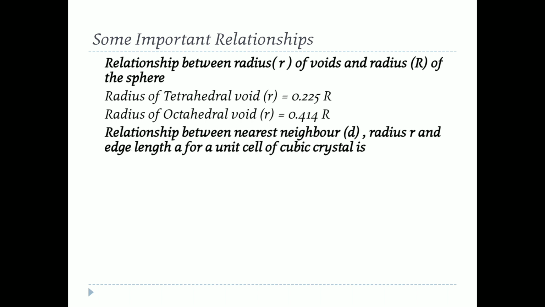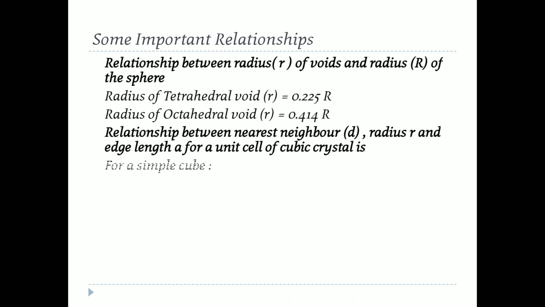Now coming to the relationship between the nearest neighbor distance D, radius R, and edge length A for a unit cell of a cubic crystal. A and R have been discussed in our textbook. D is a new term for us. So what is this nearest neighbor distance D? Nearest neighbor refers to the distance between the centers of two spheres that are attached to each other, that is nothing but D is equal to 2 into radius R. You just need to remember this, D is equal to 2R, where r is the radius of the sphere.